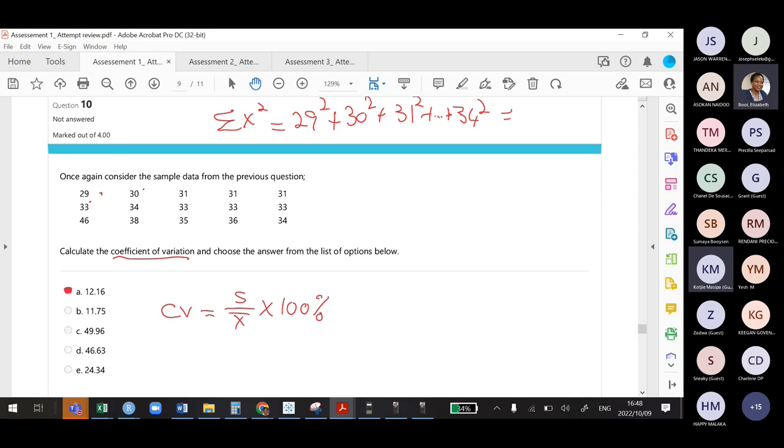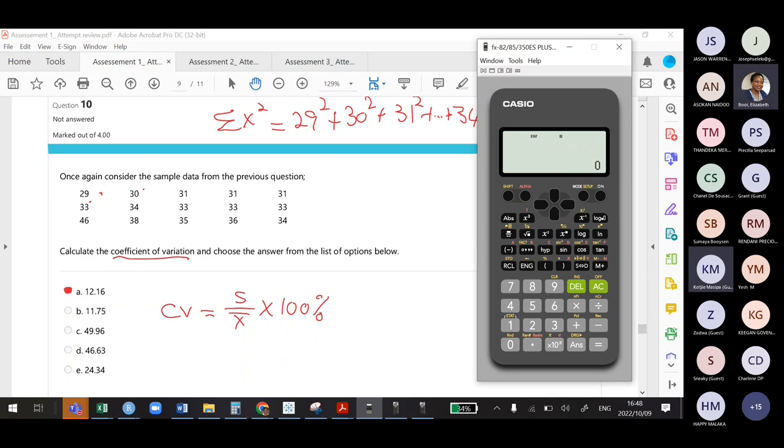Those who are using the Casio, the same thing: shift, stat. We're going to use var, which is on button number 4. We're going to also use 4, and we're going to say divide by, and we go back shift, stat, 4 for var, and the mean is 2. And then you press the equal sign, and also remember to multiply that by 100, and that is 12.16, which is option A.